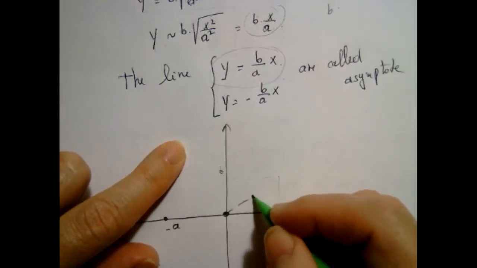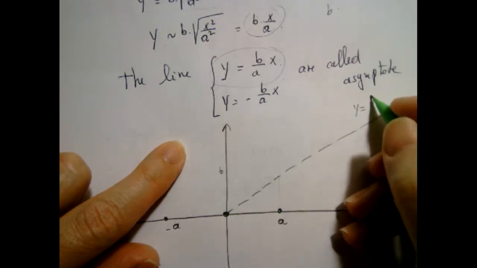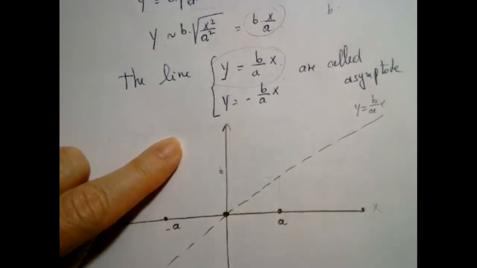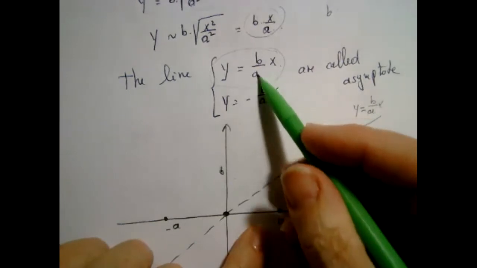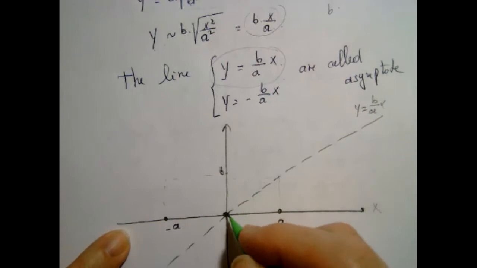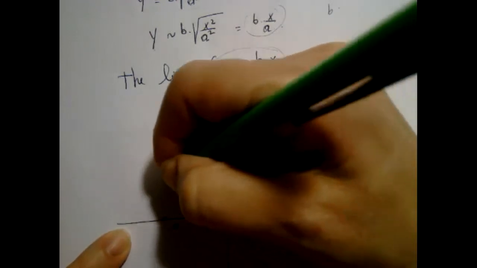And this is the asymptote. This is the line y equals (b over a)x. It stretches both ways. And minus, so this is the b, because if x is a, y is b, and then minus (b over a)x would be exactly this line. So those are the asymptotes.